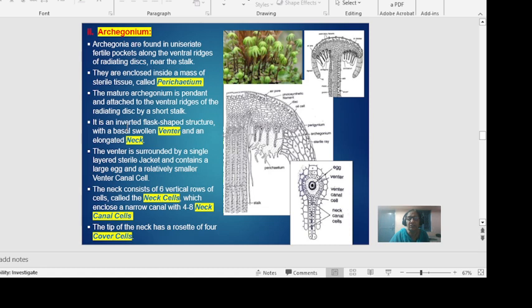Each has an inverted flask-shaped structure with a bulbous basal part called the venter, and this is the venter and this is the neck. The neck consists of six vertical rows of cells called the neck cells, and encloses 4 to 8 neck canal cells. The tip of the neck consists of cover cells, 4 cover cells.